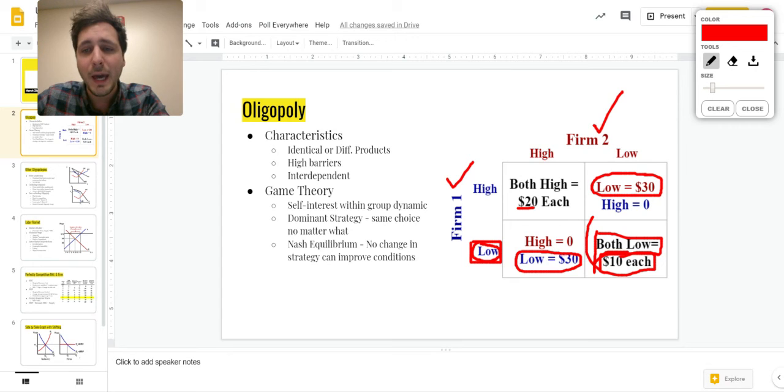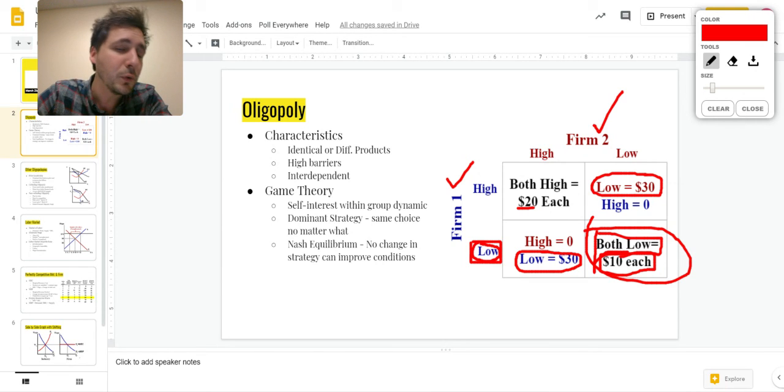And as a result, we have our Nash equilibrium, which is where both of these firms price low and cannot improve their condition by changing their decision to high. If firm 2 goes to high, they get $0 now. If firm 1 goes to high, they get $0 now. So as a result, both are going to price low.